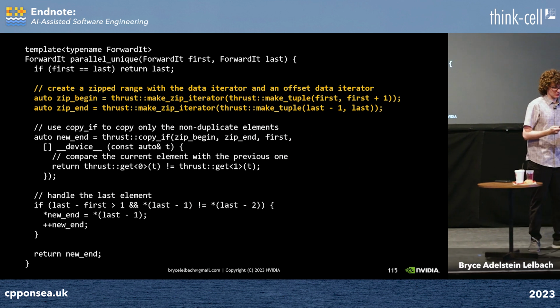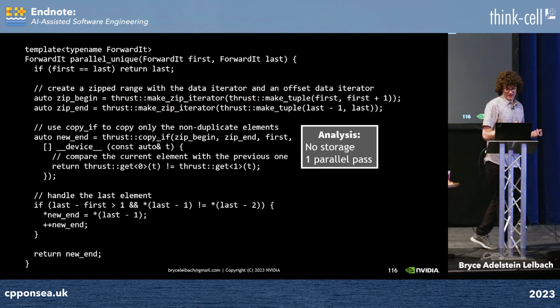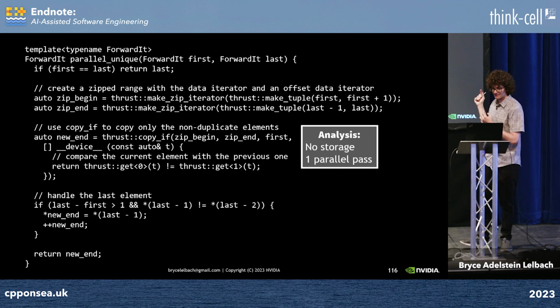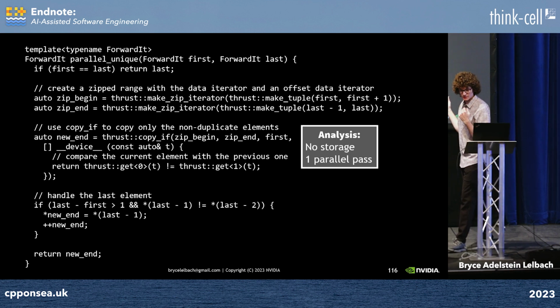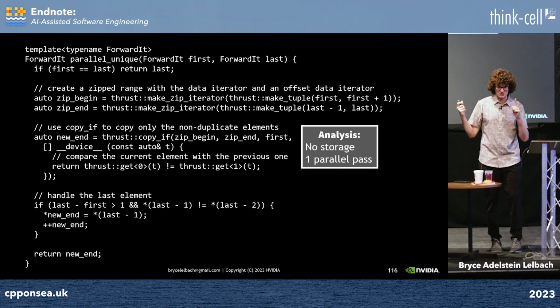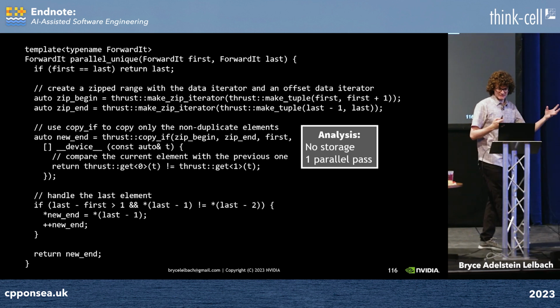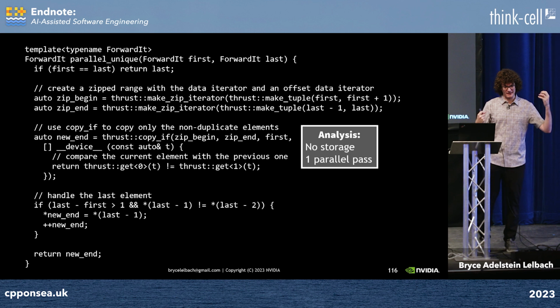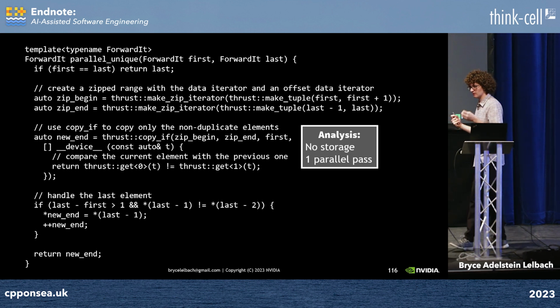Okay, this is pretty good. So this is a little bit better because now we have no O(N) temporary storage and we have just 1 parallel pass. That's good. That's what I said before is what I'm looking for in an optimal solution to a parallel programming problem.